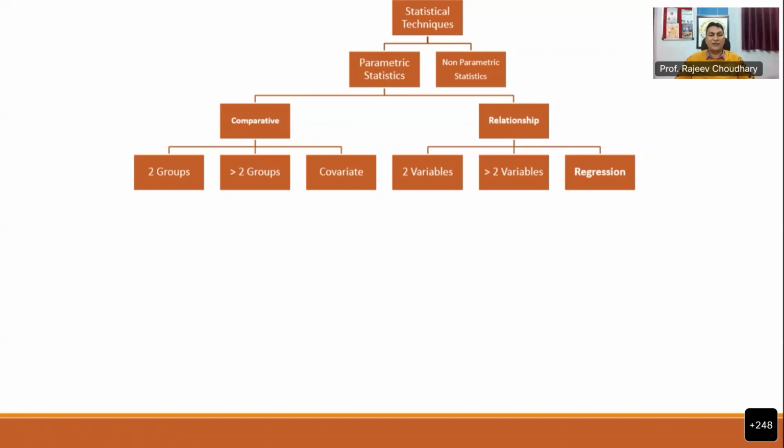If any investigator wants to compare two groups, the technique which is used to compare two groups is known as t-test. Actually, by the application of t-test, we do not compare groups. T-test is a statistical technique used to find out the significant difference between the means of two samples. By the help of t-test, we compare the means of two samples. But there are three different types of t-tests. The first type of t-test is known as independent t-test.